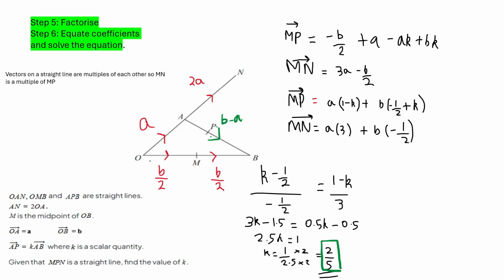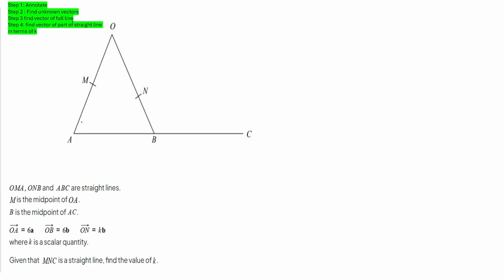Now I'll be looking at another question. So in this question, we are given that MNC is a straight line. And so we have to find the value of k. So as in the previous question, we will go through the same steps. There are 6 main steps, and on this slide there are 4 steps given. And the next 2 will be in the next slide.